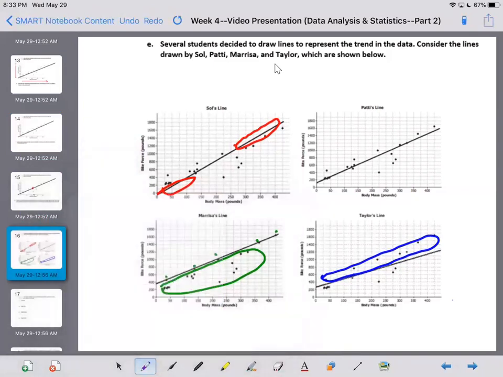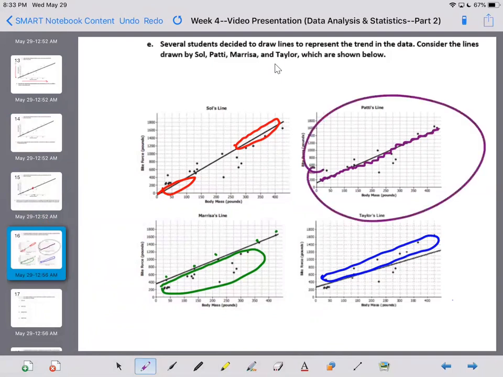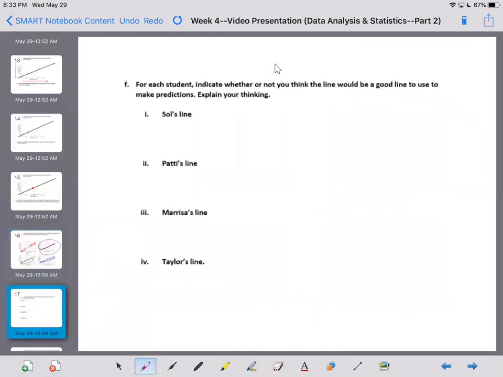Because Patty's looks like it fits the data pretty well and should produce good estimates, her line is fairly close to the points. You see it's right in here, kind of in between a lot of them. Remember, a line of best fit doesn't have to go through all of them, but Patty's looks like it would be the best. And that's what I did here. I just verbally explained. You can rewind the video if you like, as I discussed Sol's line and Patty's and Marissa's and Taylor's.